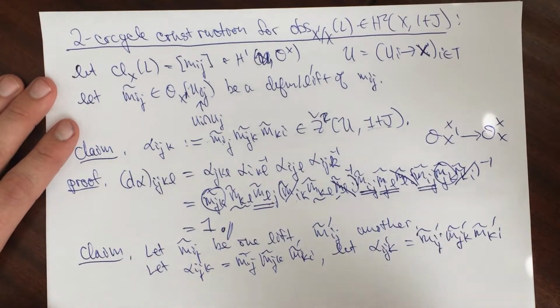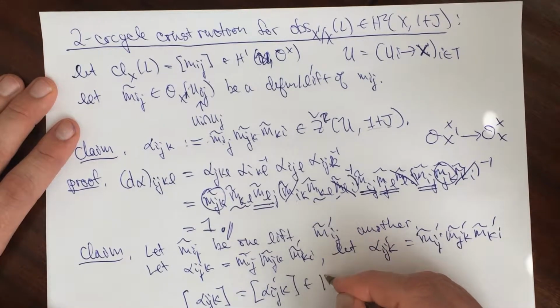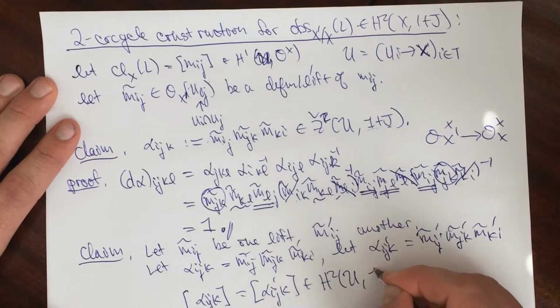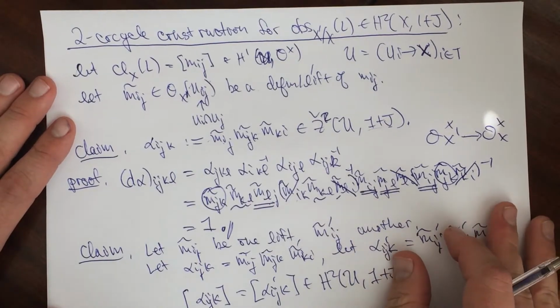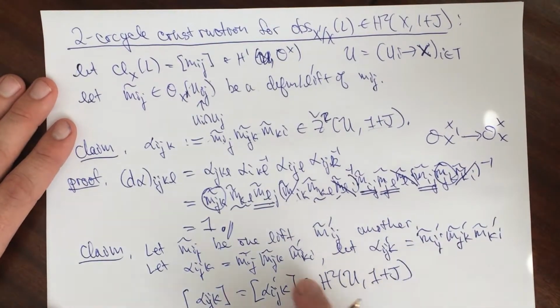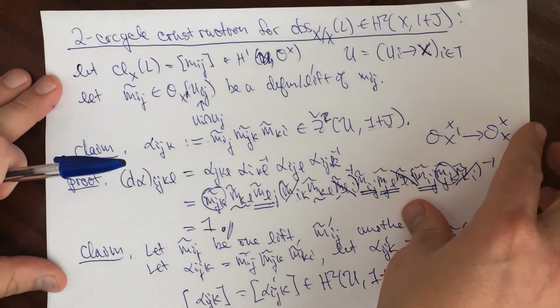Then the statement is that alpha ijk is equal to alpha ijk prime as an element of H2 with respect to U of 1 plus J. Okay, so this is what I need to prove. I need to prove that these two guys are the same. All right, so let's do this.